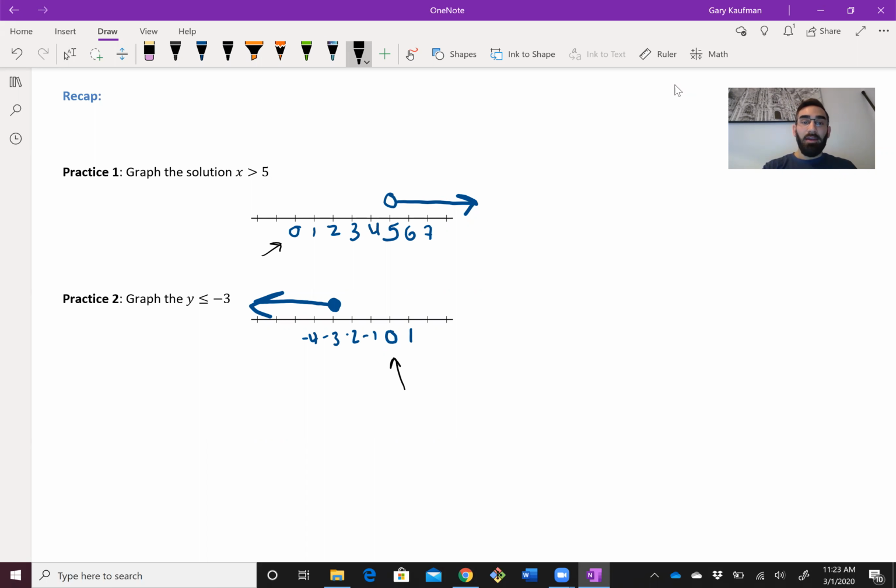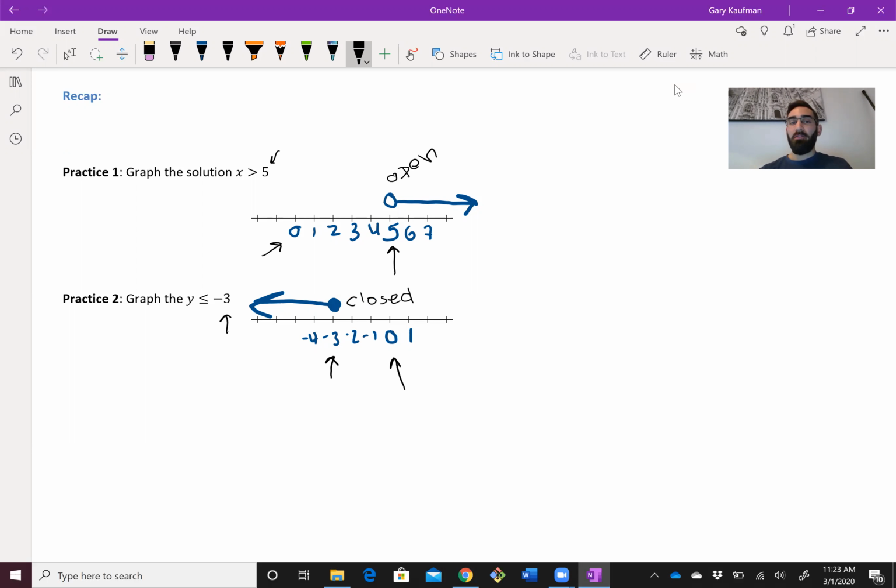Then you must have that limiting factor, that barrier. So 5 for this one, -3 for that one. You can then go by ones, by twos, by tens, whatever you need to in order to accurately reflect it. Notice that I'm using an open circle here to show that I don't equal 5, and I'm using a closed circle here because I can equal -3.